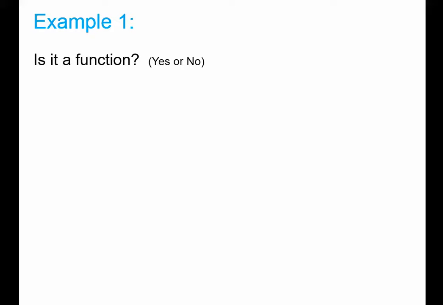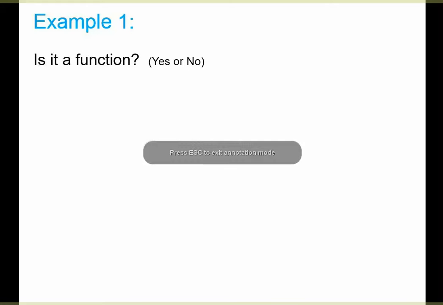Example 1, so go ahead and label your paper. And it doesn't matter tonight if you have graph paper or regular paper. Either one is really fine. And for example 1, what I'm going to want you to do is draw 6 quick coordinate planes.